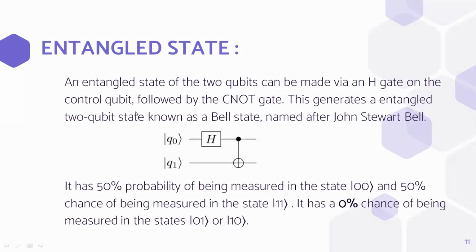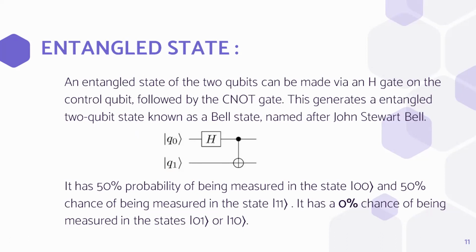So now we'll move on to the entangled state. The entangled state of two qubits can be made via a Hadamard gate on the control qubit followed by a CNOT gate. This generates an entangled two qubit state known as the Bell state. So this is how it looks. It has a 50% probability of being measured in state |00> and 50% of being measured in the state |11>.